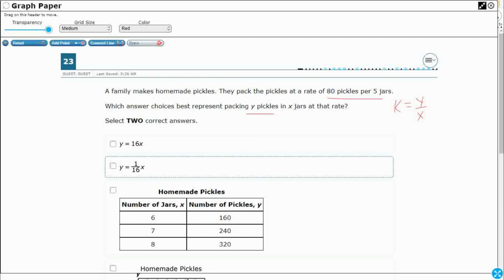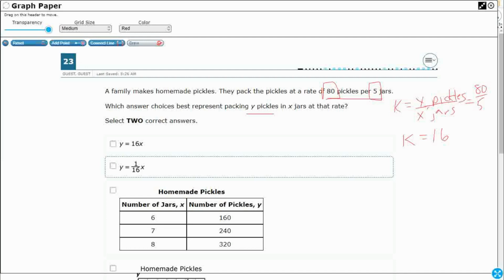So we need to represent y pickles. Okay, so let me extend this out here a little bit. Y represents our pickles, and then x represents our jars. So if we recognize this as a constant of proportionality problem, they tell us what our ratio needs to be. It's y over x, pickles over jars. And then what do we have for pickles over jars? Well, it's 80 over 5, because they give us the rate of 80 pickles over 5 jars. And so that is going to equal, let's see, that's 16. Okay, so our constant is 16, right?